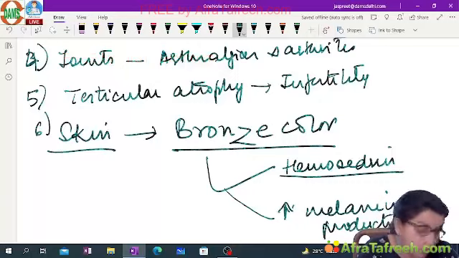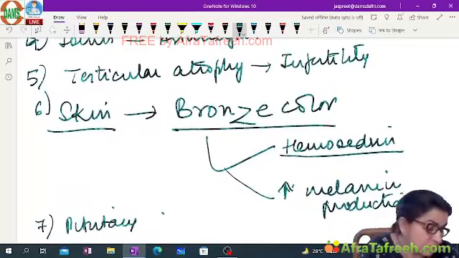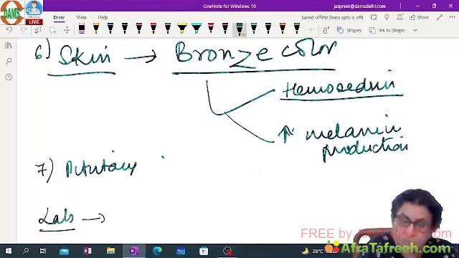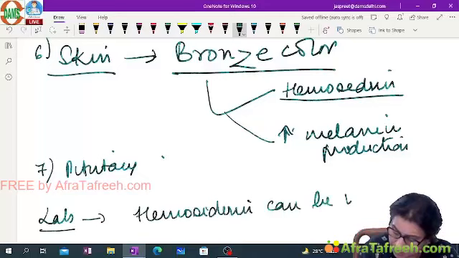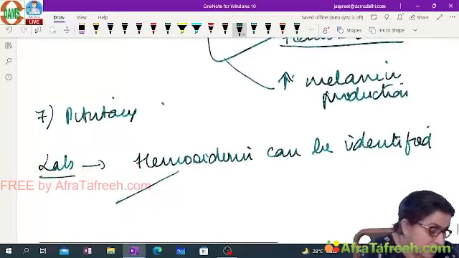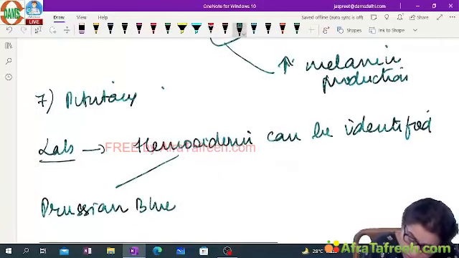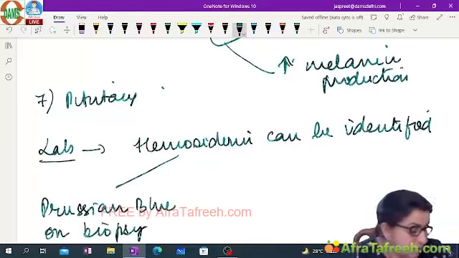So hemosiderin and melanin, these two pigments, accumulate in the skin and give bronze color to the skin. And in addition, hemosiderin can also deposit in the pituitary. Now in the lab, if you do a biopsy of these organs, hemosiderin can be identified. How can you identify it? Number one, with a Prussian blue stain on biopsy. Prussian blue is a stain for hemosiderin.